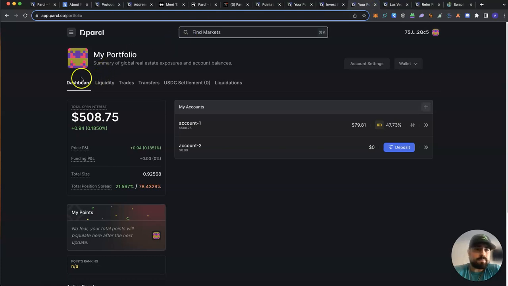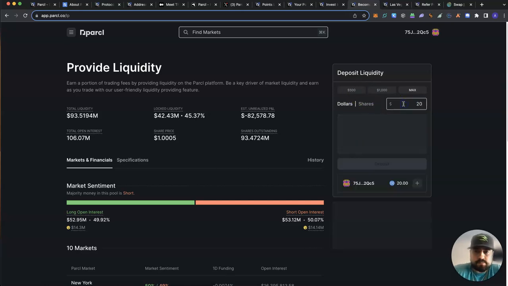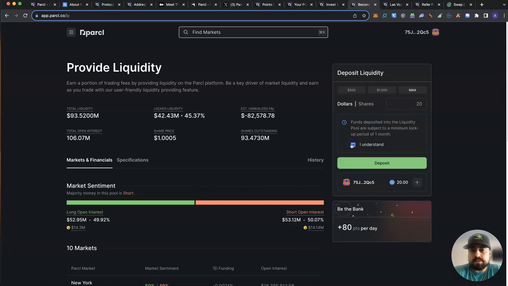Another one, you can provide liquidity right here. All you would do is, let's say I would deposit, I have the 20 bucks. You click I understand and deposit, and now this is just basically helping provide the market, and you also get 4 points for every dollar you put on here every day, and then you get a percentage of the fees as well. So that's basically how it works within the blockchain.